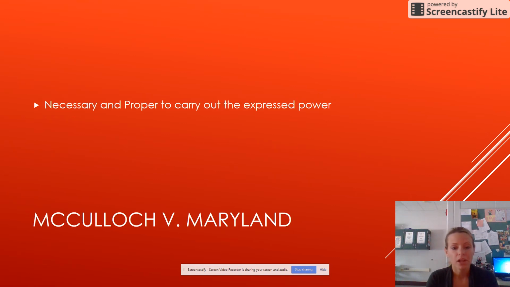All right, McCulloch v. Maryland. This is one we've talked about quite a bit, but it gives the federal government an immense amount of power. This is where we see the necessary and proper clause, or the elastic clause, which carries out the express powers. So the government can do what is necessary and proper to carry out their expressed powers. This expands their powers greatly, especially when it comes to something called the Interstate Commerce Clause. So the federal government controls interstate commerce.